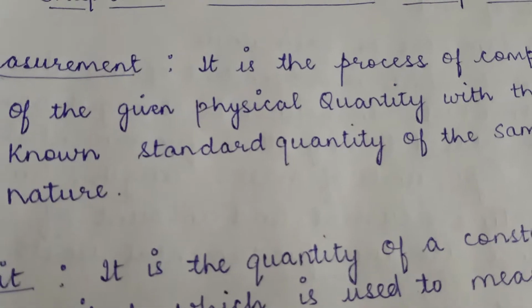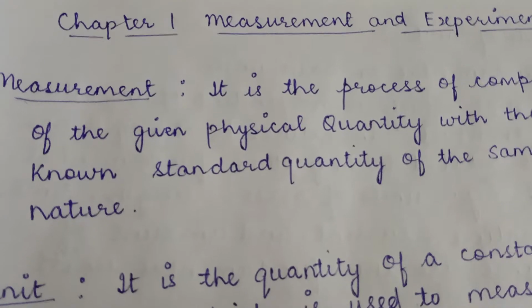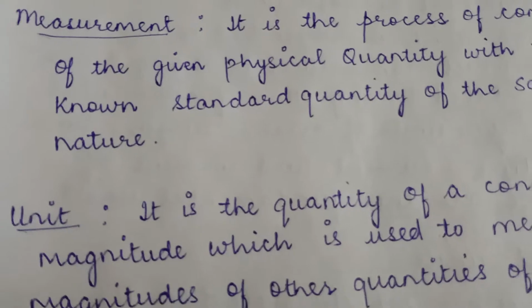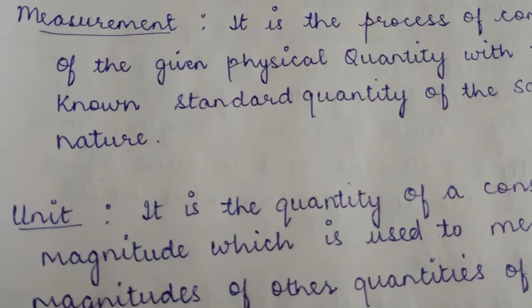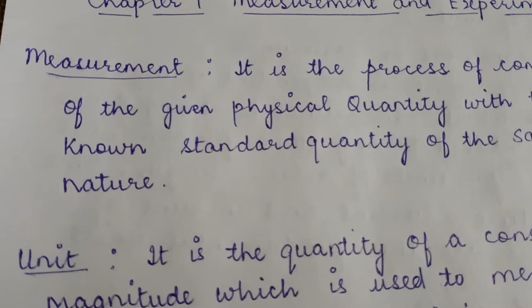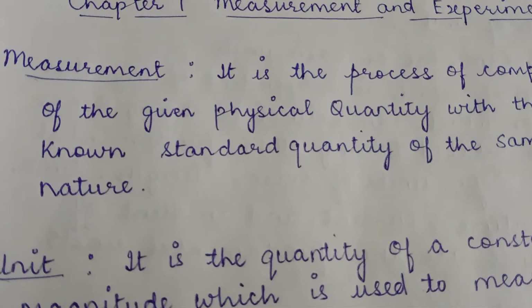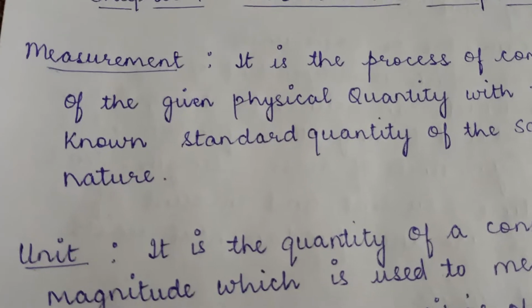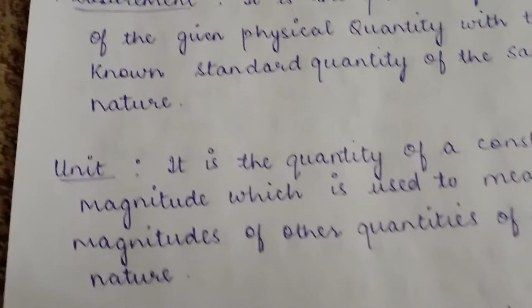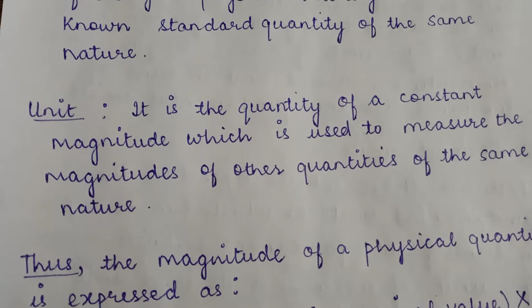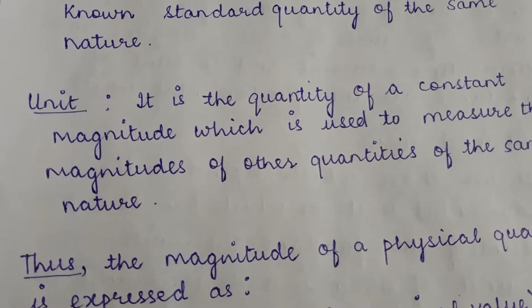The another term which is used in this definition is the standard quantity. The standard quantity which is used to measure the given physical quantity is basically called unit. The standard quantity is basically called unit. So the next definition which I am giving you here is of unit.